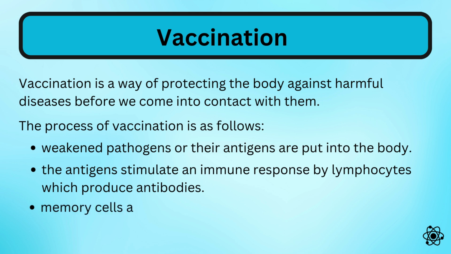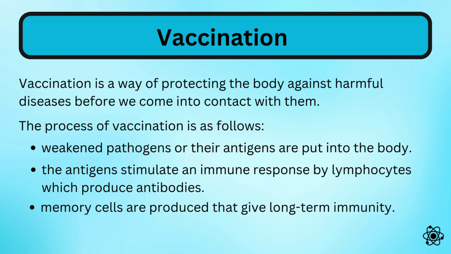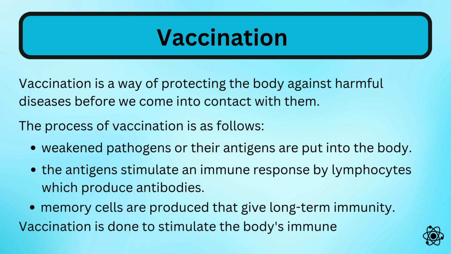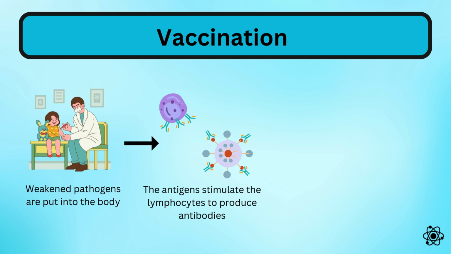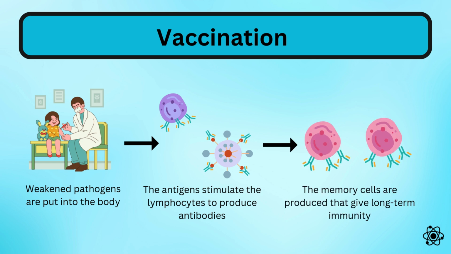Memory cells are produced that give long-term immunity. The memory cells remain in the blood and will quickly respond to the antigen if it is encountered again in an infection by a live pathogen. So, vaccination is done to stimulate the body's immune response against diseases. So, once again, weakened pathogens are put into the body. The antigens stimulate the lymphocytes to produce antibodies, and memory cells are produced that give long-term immunity.